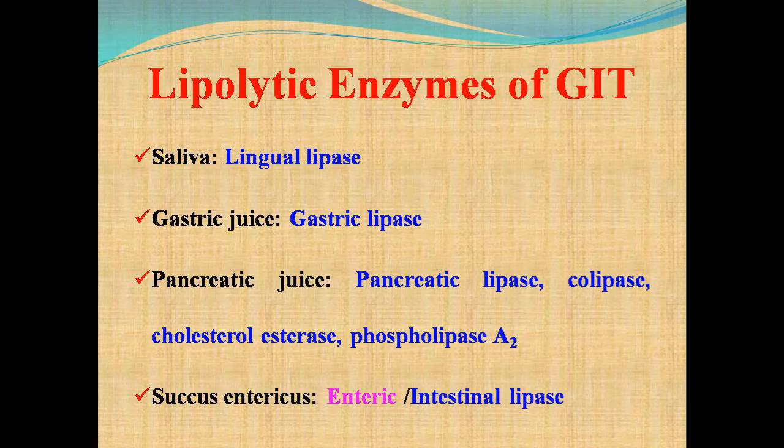Here are the lists of lipolytic enzymes that are present in GIT and aid in the digestion of lipid. First of all, in saliva, there is lingual lipase, then in gastric juice, there is gastric lipase. Pancreatic juice contains pancreatic lipase, colipase, cholesterol esterase, and phospholipase A2. And finally, in succus entericus, there is enteric lipase or intestinal lipase.